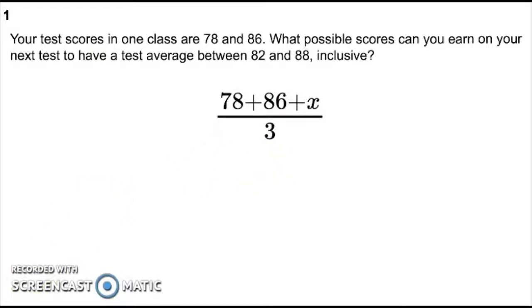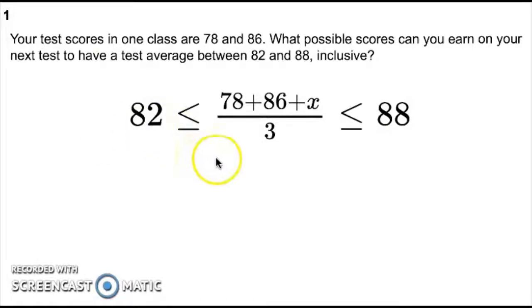Now, we know that has to be between 82 and 88. And we said inclusive, so it will be less than or equal to, and less than or equal to. Always make them less than. So our average has to be between 82 and 88, but could also include the numbers 82 and 88. So let's go ahead and solve that. It is called a compound inequality because there is more than one inequality involved with it. This is a conjunction, meaning our solution is a range of numbers between 2 endpoints.